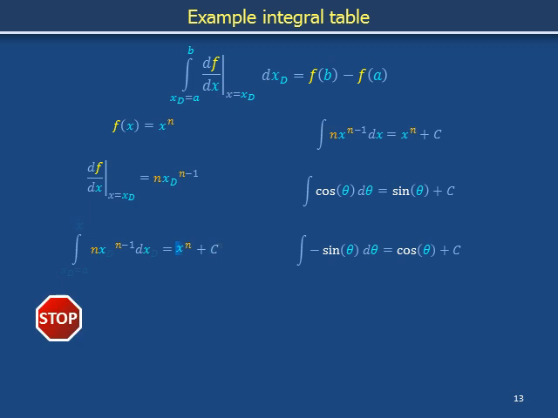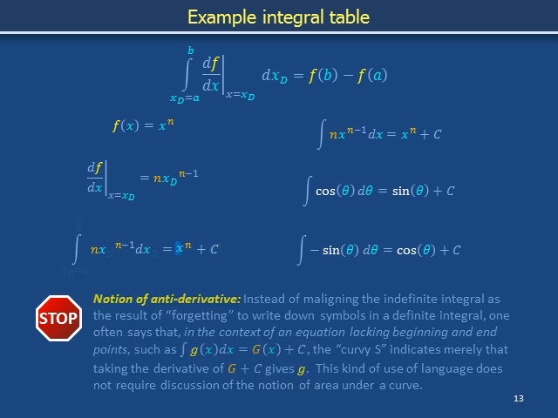Before we continue to the final video, we need to present an alternative way to talk about the abbreviated notation found in integration tables. We introduce the concept of an antiderivative. Rather than maligning the indefinite integral as though it were merely the result of forgetting to write down symbols in a definite integral, one often says, instead, that the pattern smooth s little g of x dx equals big G of x plus c indicates merely that taking the derivative with respect to x of big G plus some constant c gives little g.